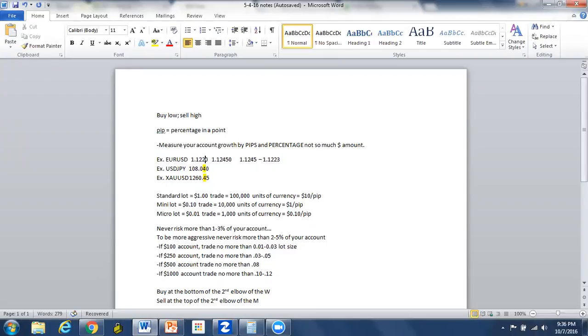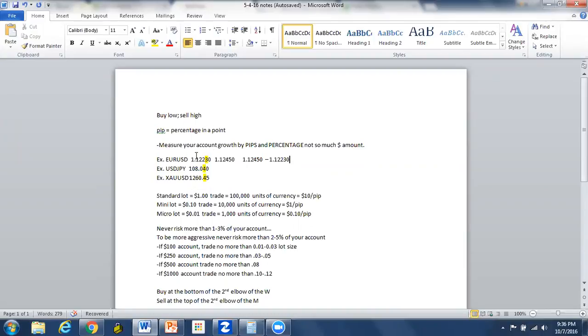Let's say then from that 1.12230, the market went up to 1.12450. Okay, so all you do is you just subtract. If you're trying to figure out how many pips did I gain, you just subtract. I'll put the zeros on the end so you can feel comfortable. And in this example, you gain 22 pips.